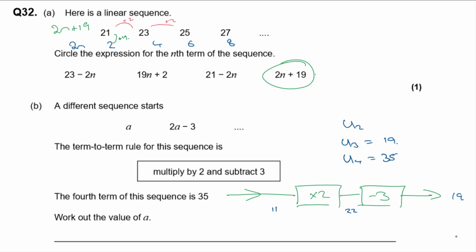So u2 is 11. And then finally, what would I have to have started with if I ended up with 11? So adding 3 would give me 14, dividing by 2 would give me 7, wouldn't it? So u1 is 7. And we were told that u1 is a. So there we go, a is 7.